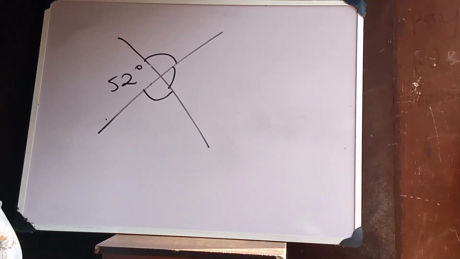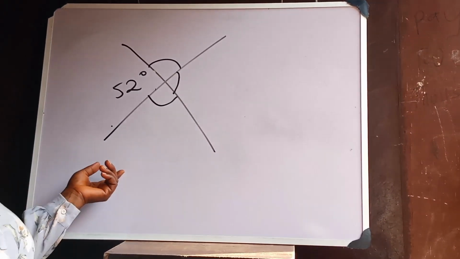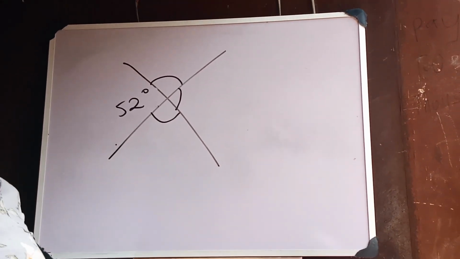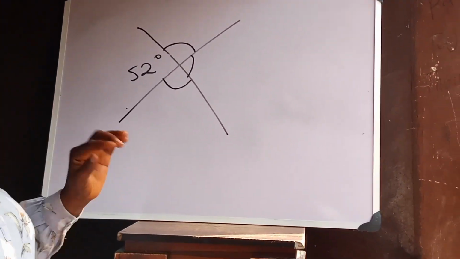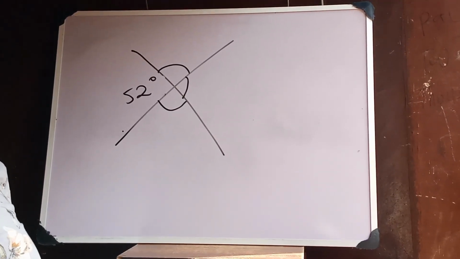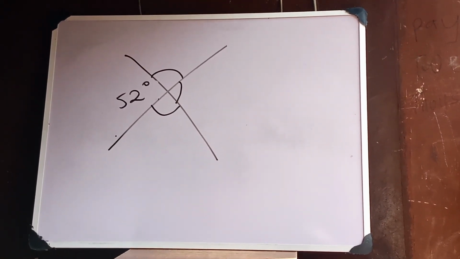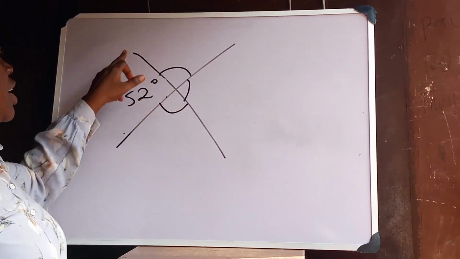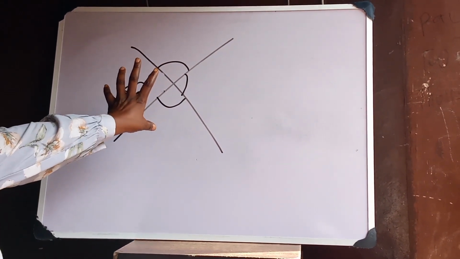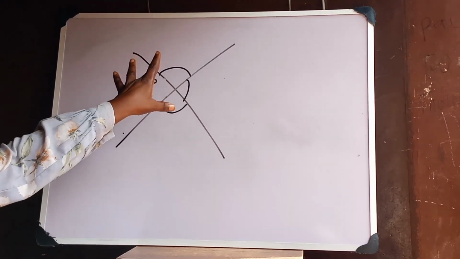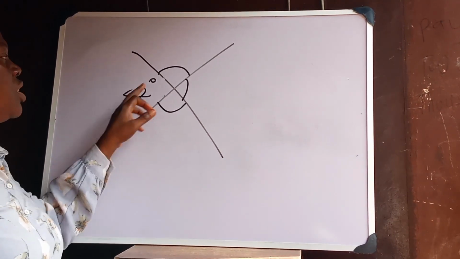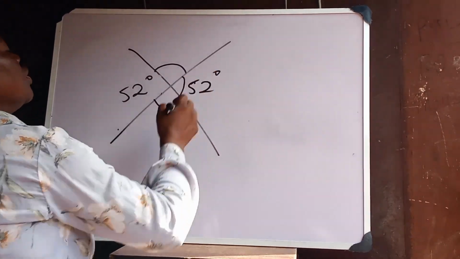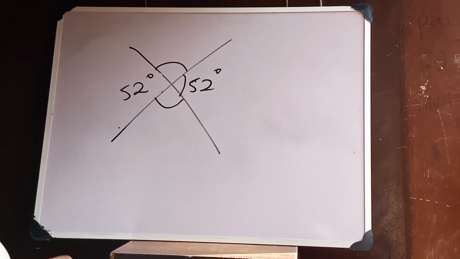Stay back and watch. Now let us look at vertically opposite angles that we have done before. When angles are facing each other, it is called what? Vertically opposite angles. Now this is 52 given. As you can see, this is a complete angle at a point. It is equal to 360 degrees. Since we have 52 here, what are we going to have here? Automatically, it is 52 degrees. Are you seeing what I'm seeing?